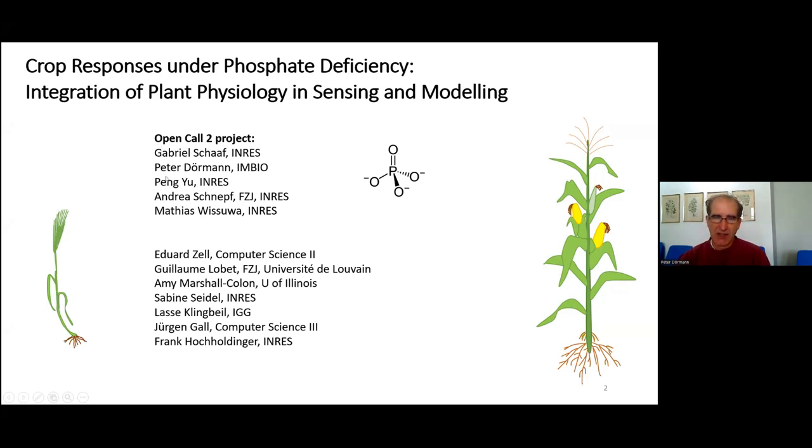So we have a core consortium of 5 members plus additional co-workers. And the focus of the work is to study, in general, the phosphate starvation response in 2 crop plants, barley here depicted on the left, and corn, maize on the right.